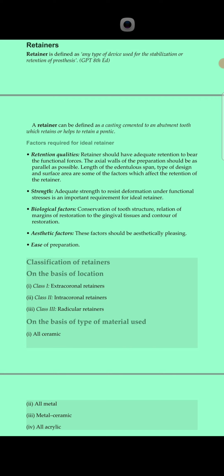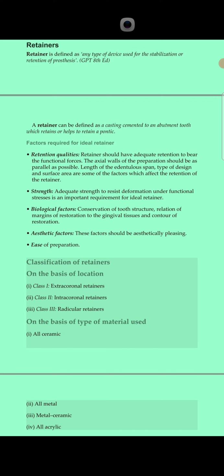Now, which factors affect the retention of the retainer? These are important MCQ points. The length of the edentulous span, type of design and surface area are some of the factors which affect the retention of the retainer. Meaning the length of the edentulous space, the type of design of the fixed partial denture, and surface area are some of the factors which affect the retention of retainer.